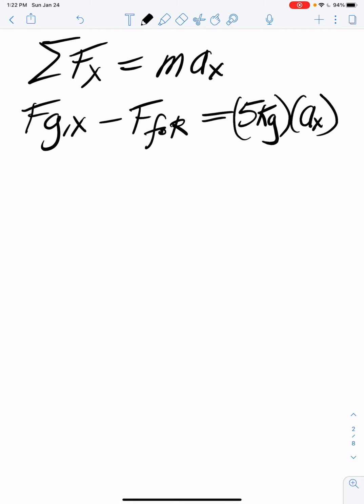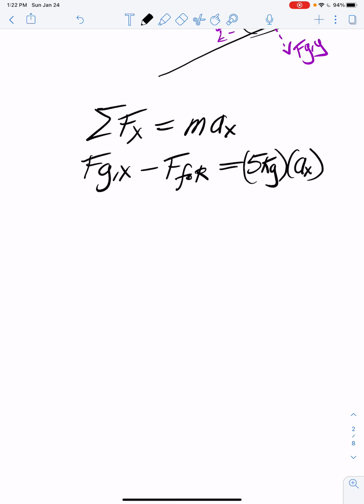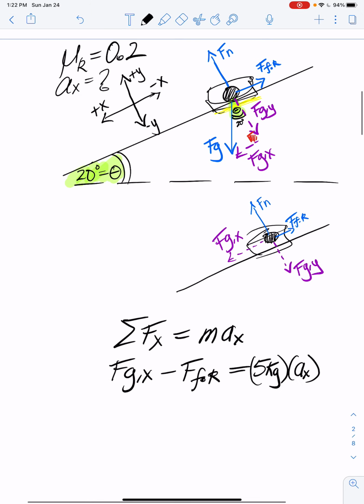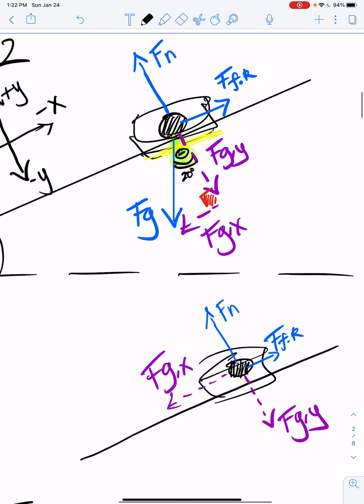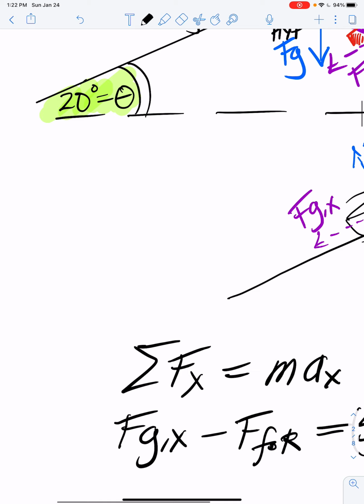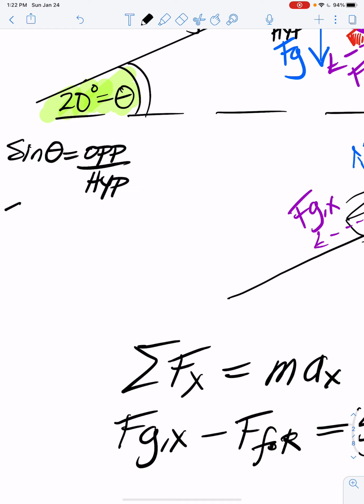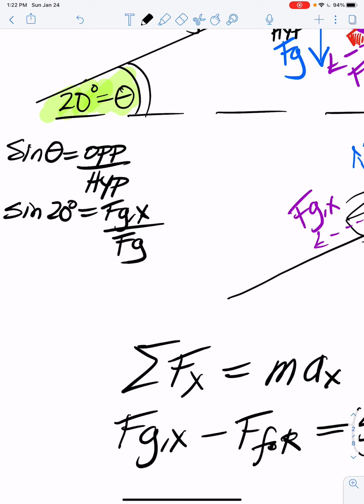All right. FGX we want, but we know that we're going to need a little SOHCAHTOA to find it. If we go back up here, we can see FGX is an opposite. FG is our hypotenuse. So we're going to use sine there to solve for FGX. So go ahead and write that down. Sine theta equals opposite over hypotenuse. Sine 20 is equal to FGX over FG. FG is the same as mg.